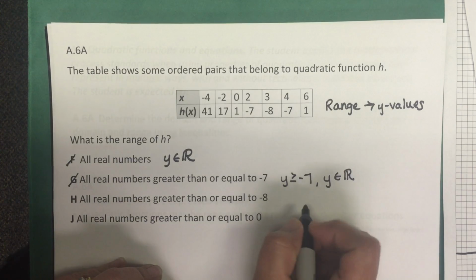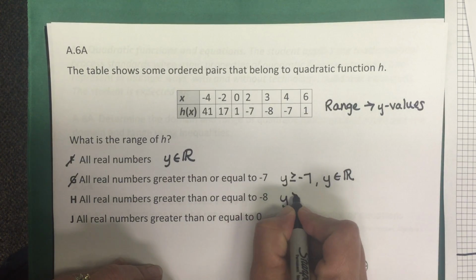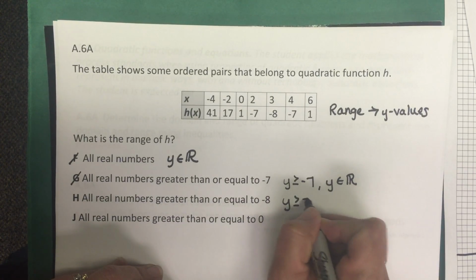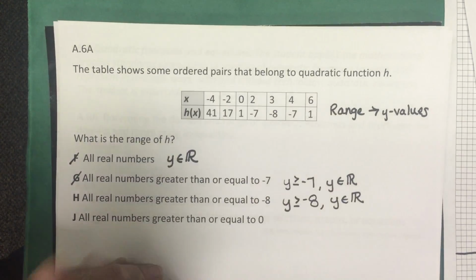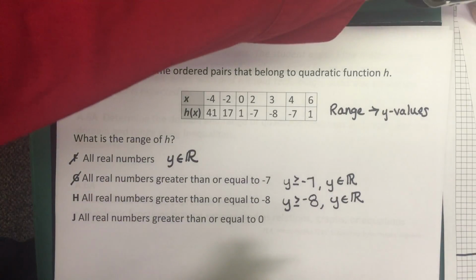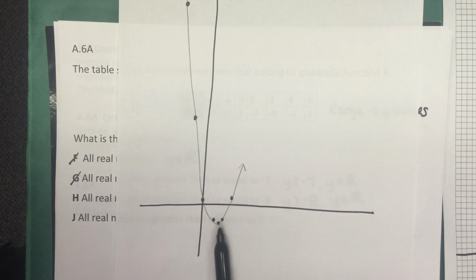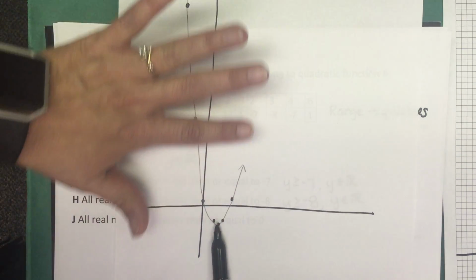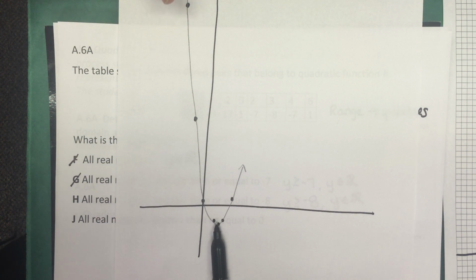All real numbers greater than or equal to -8. So I'm going to write that symbolically with an inequality. y is greater than or equal to -8, and y belongs to the set of real numbers. So if we look at our graph, -8 is included, and all the values above -8 in the range are included because the quadratic does extend up and never ends.